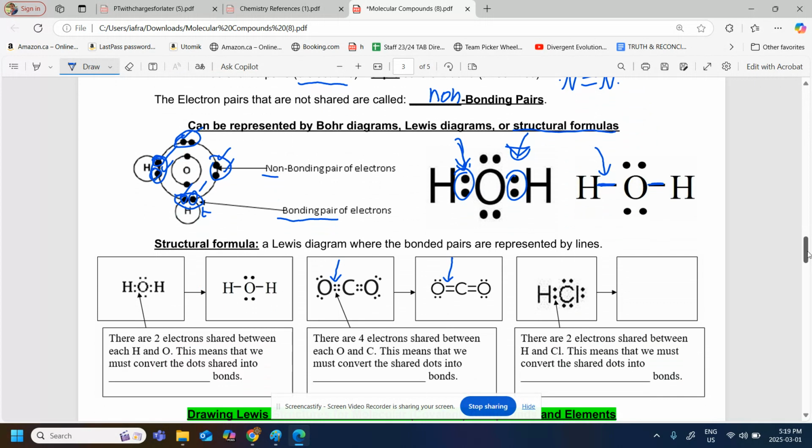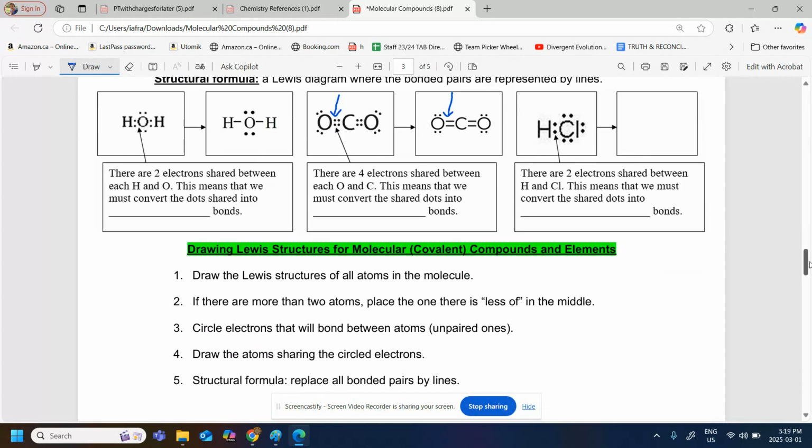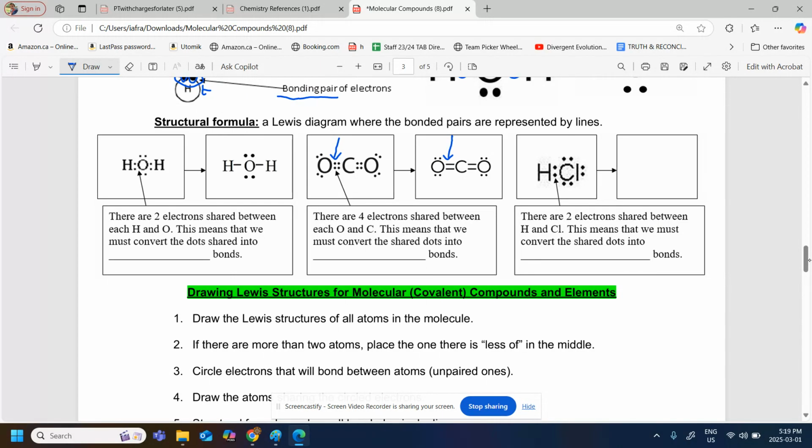So if we look over here, we have water. This is a Lewis structure for water, and then it was converted to a structural formula here. So the dots were converted into single bonds here. Over here we had 4 electrons shared between carbon and oxygen, and same thing on this side here. So we had to convert those dots into double bonds, 2 lines each, if we want to convert it to a structural formula.